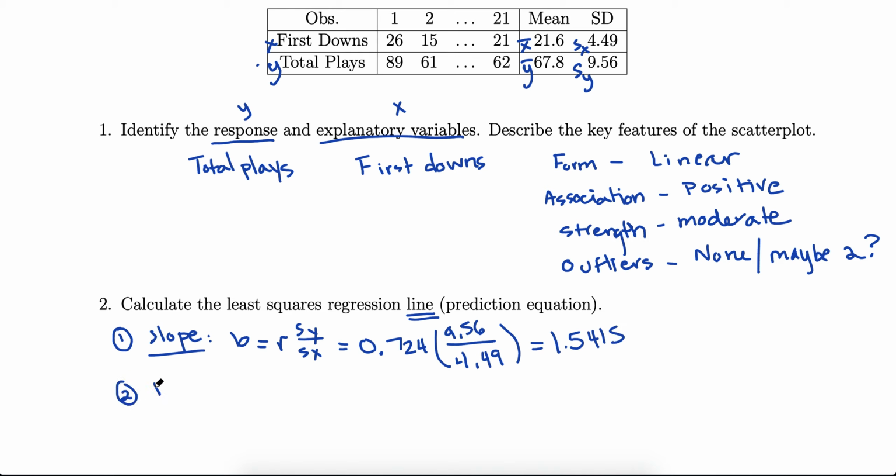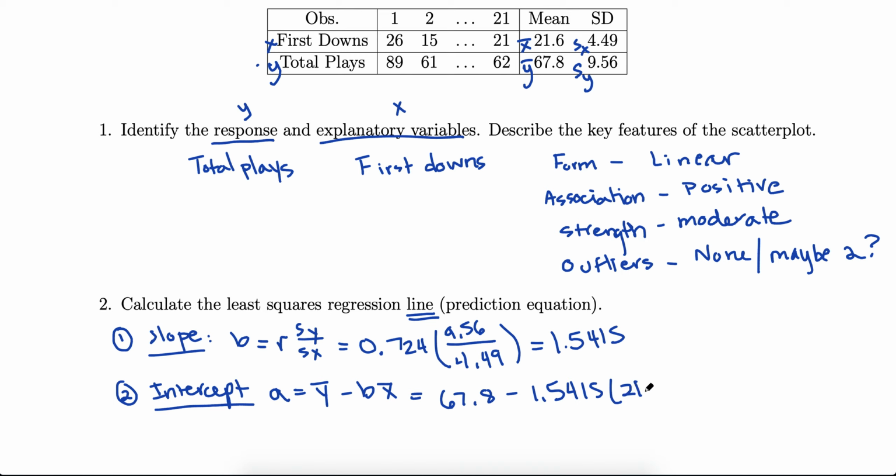Next bit, we need to find our intercept. And that was denoted with a, reminder of the formula, mean of the y's minus slope times mean of the x's. So we labeled them up here to make this easier. Mean of the y's is that 67.8 minus the slope we just found, 1.5415. Mean of the x's, 21.6. And that's going to give you 34.5036.